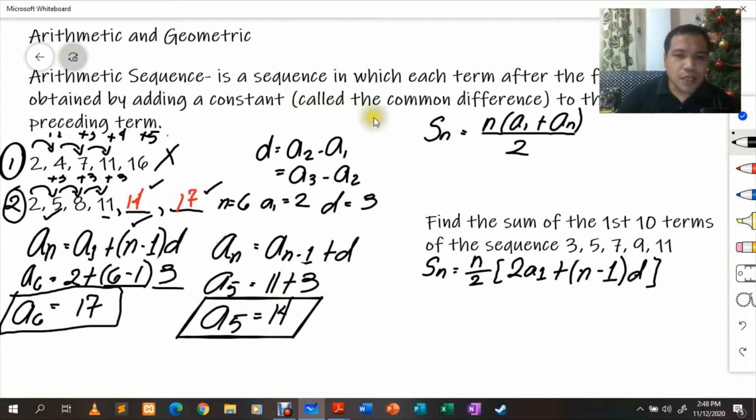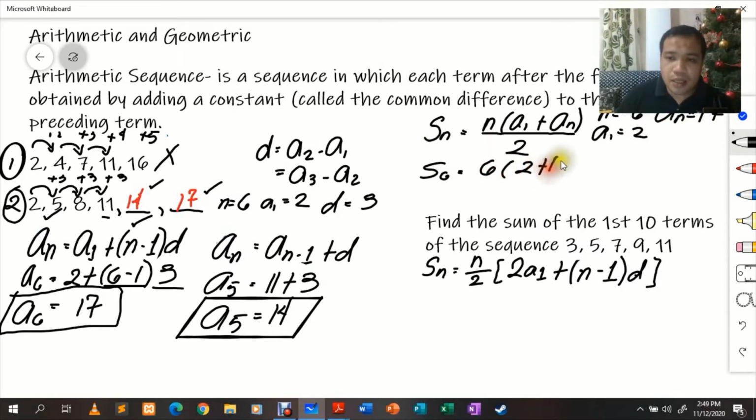Now, to get the sum of the sequence, ito yung gagamitin nating formula. So, S of n is equals to n times quantity a sub 1 plus a sub n all over 2. So, n is equals to 6 right now. Ito pa rin sa example 2 ang isosolve natin. A sub 1 is 2. A sub n is 17. And, ayun lang. So, S of 6 is equals to 6 times 2 plus 17 all over 2. So, simplify natin to. This will be 3. 3 times 19 is equals to 57. Yan. So, the sum of the values from 2 to 17 is 57.